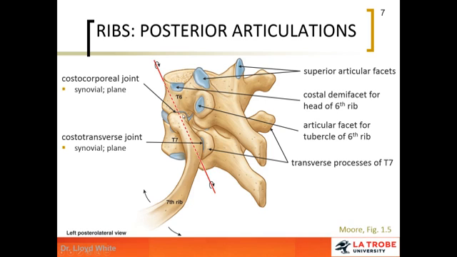Now this red line passing through the head and the neck of the rib is our axis of rotation. And the rib is going to rotate within its costocorporeal and costotransverse joints to allow movement of the ribs. And these movements will allow for the elevation during inspiration and depression during expiration of the ribs and therefore the thoracic cage.